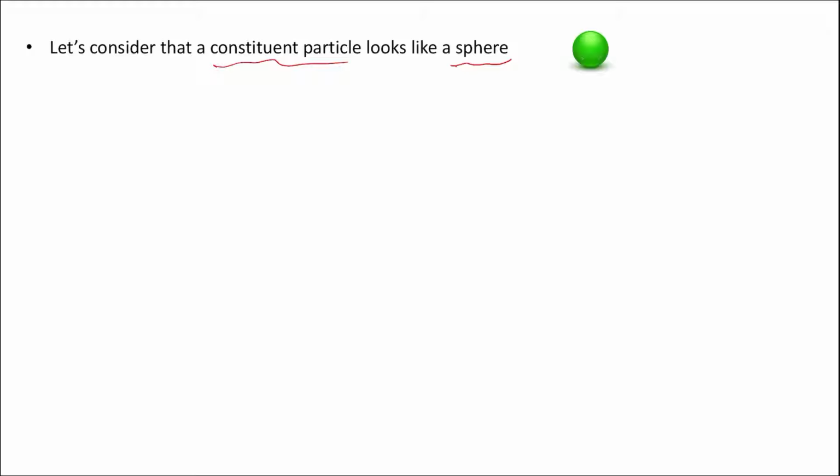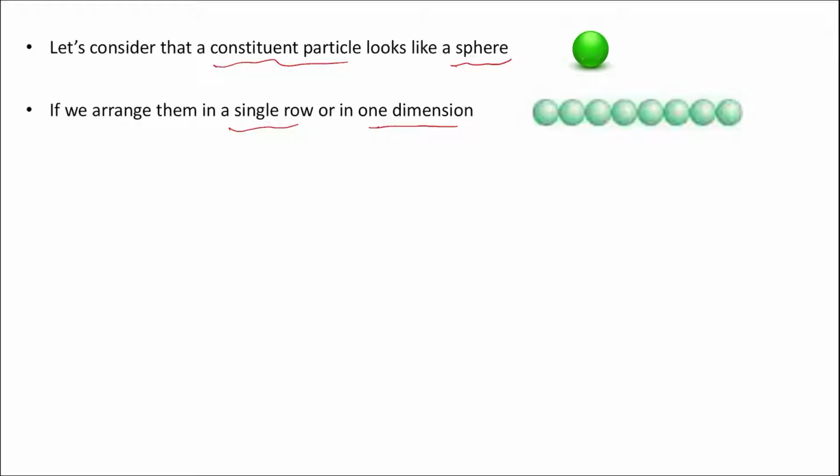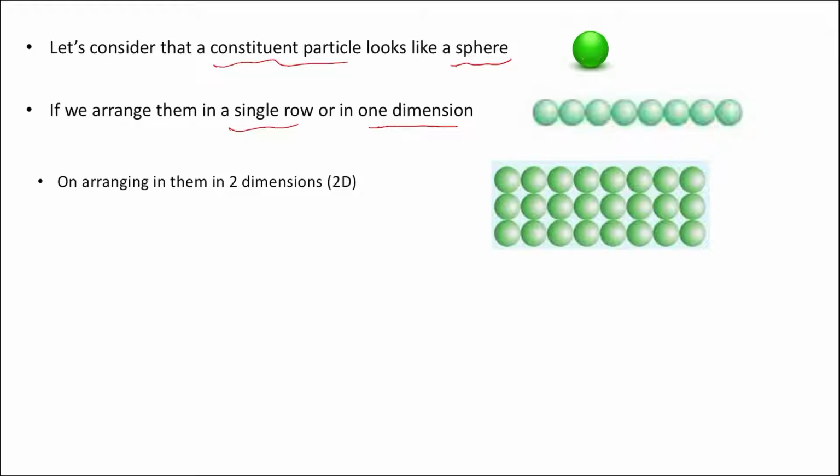A number of times you have played with glass balls, so just assume that a glass ball or a simple ball is a constituent particle, and if we arrange these balls in a single row, meaning in one dimension, it will look like this. And if you prepare another line of these glass balls, it will look like this. Now it has two lengths, a and b, or two directions, that is X and Y.